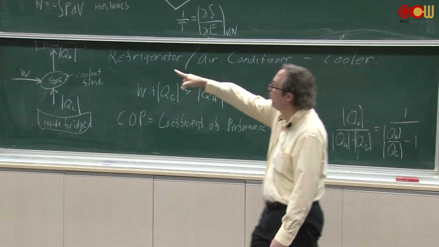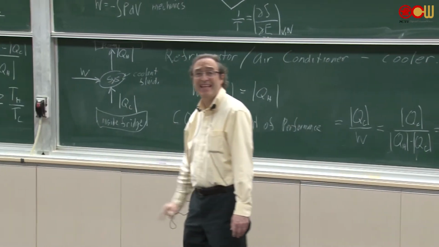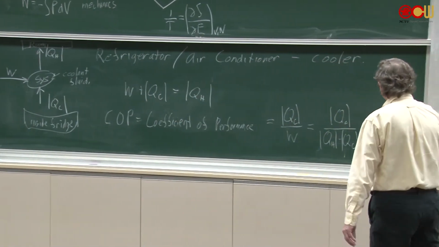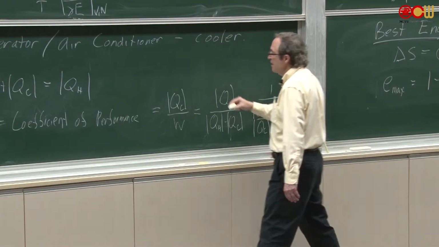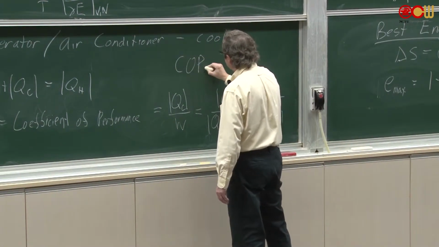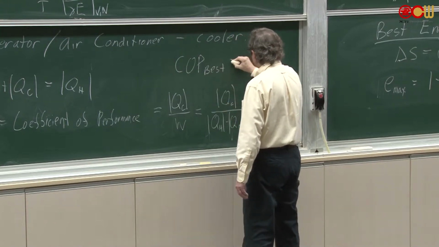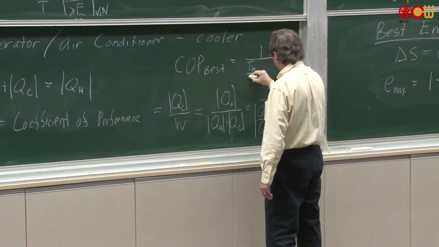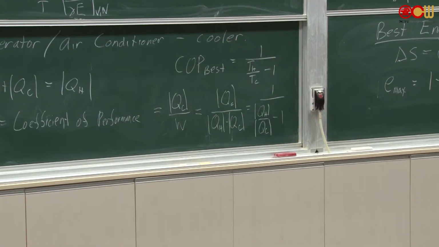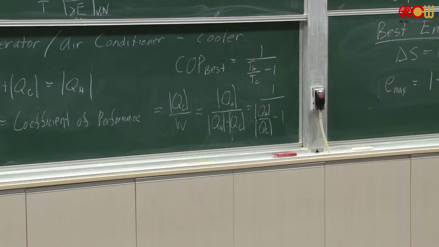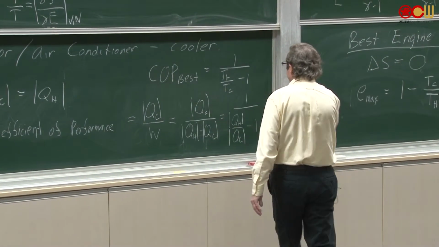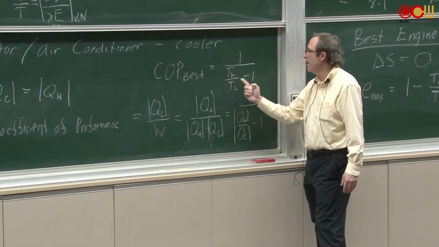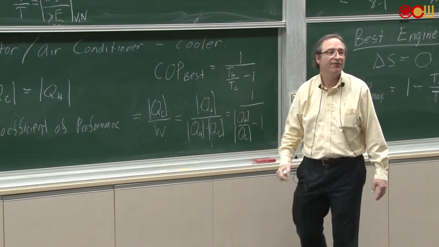And then just like before, if you make the total entropy 0, you can replace the Q's by T, and you get the best is 1 over TH over TC minus 1. So that coefficient of performance can be as large as you want. Because I can make TH equal to TC, and I get 1 minus 1 is 0. 1 over 0 is infinity.